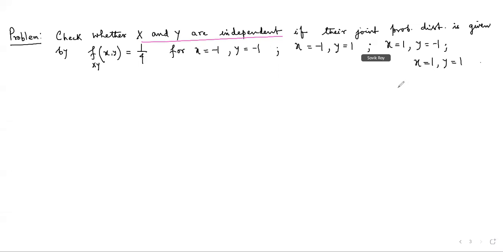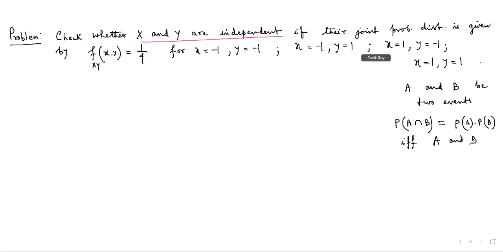We know from our previous knowledge that if capital A and capital B are two events, then probability of A intersection B is equal to probability of A into probability of B if and only if capital A and capital B are independent. Okay. Here the same concept has been generalized.